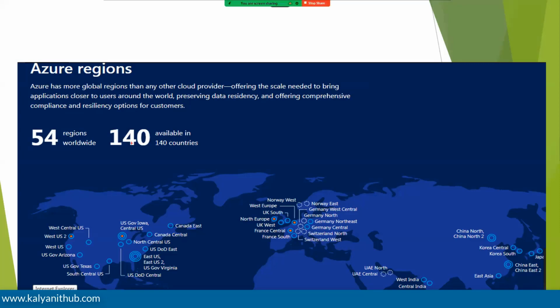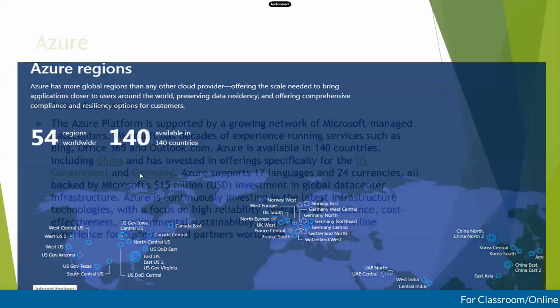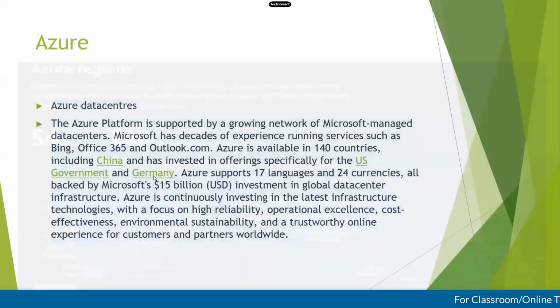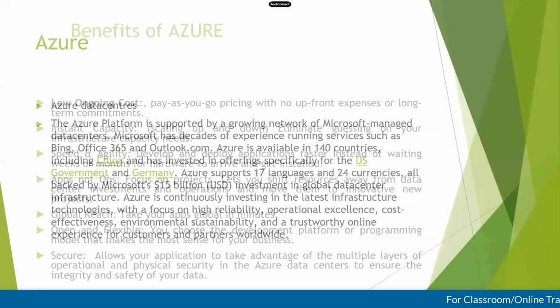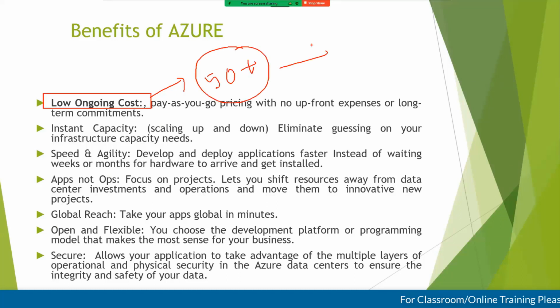Next. Now, because Microsoft has more global regions, most of the IT industry and most Fortune 500 companies prefer to use Microsoft Azure. Next. Why Microsoft Azure? Why not AWS? One is low cost, guys. Compared to AWS, Azure costs less. Why? Because 50% of products in the market belong to Microsoft itself.